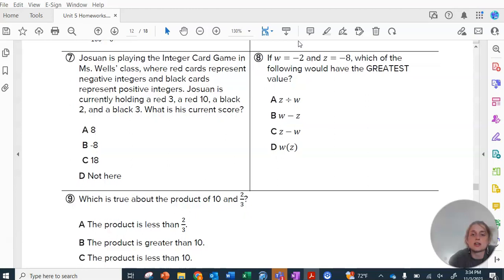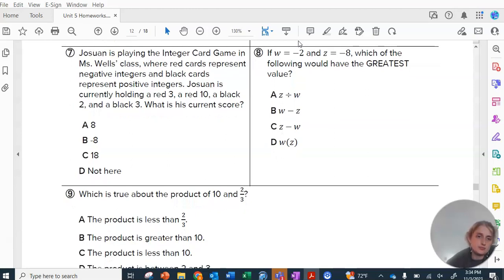2 more questions because technically we've already done number 8. Joswan is playing the integer card game in Miss Wells' class where red cards represent negative and black cards represent positive. I'm going to label them with their color names as well. Negative is red, positive is black. Joswan is currently holding a red 3. That means I'm going to put 3 right here. A red 10, 10 goes here. A black 2, and a black 3. What is his current score?